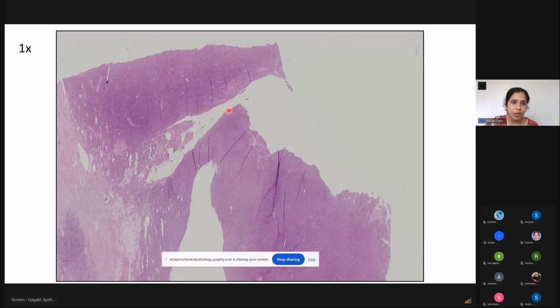Here we can see on the first slide that there is a dense hypercellular area, and beneath that there is a hypocellular area. There is a pale area which appears to be hypocellular, and this appears to be a dense hypercellular area. Coming to the borders, we can see that the margin of this hypercellular area appears to be irregular, and it appears to be infiltrating. So first we will focus on this hypercellular area.